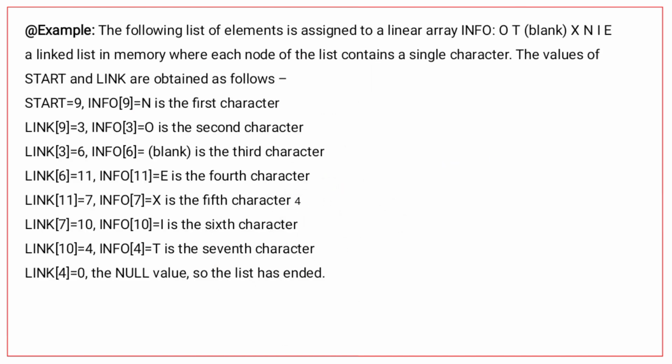Consider one example. The following list of elements is assigned to a linear array info: O, T, blank, X, N, capital I and E. A linked list in memory where each node of the list contains a single character. The values of start and link are obtained as follows. So first start equal to 9, information of 9 equal to N is the first character.